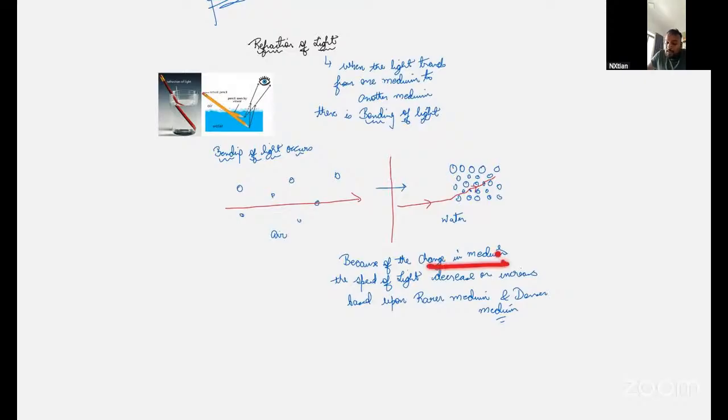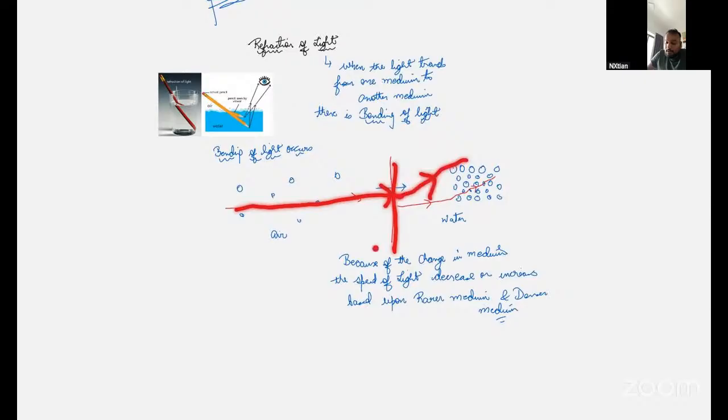Yeah. So basically, the light was in air. Now it is going to the water. Air particles are far away from each other. Water particles are near to each other. Because water particles are near to each other, when the light is coming from air and moving towards the water, at the point of separation the particles are very near to each other. They will not allow the light to pass easily. So light will bend and the speed of light will decrease.